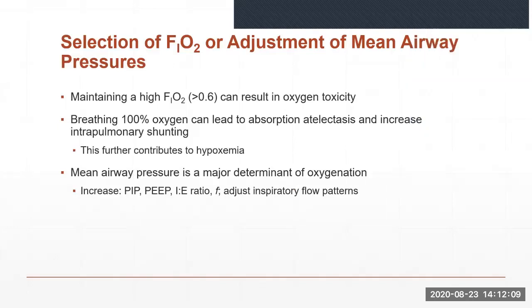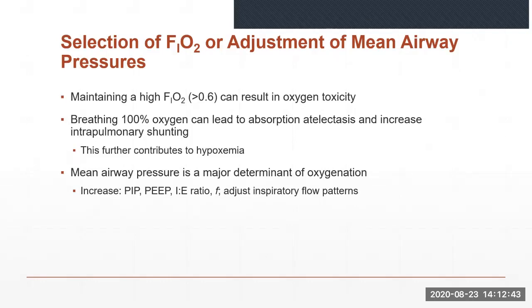Although the exact safe level of FiO2 in mechanically ventilated patients is not known at this time, it is generally agreed that maintaining a high FiO2 of greater than 60% can result in oxygen toxicity. Besides the tissue damage associated with the long-term use of oxygen at 100%, it also has an additional complication. Breathing 100% oxygen can lead to absorption atelectasis and increased intrapulmonary shunting, which further contributes to the hypoxemia.